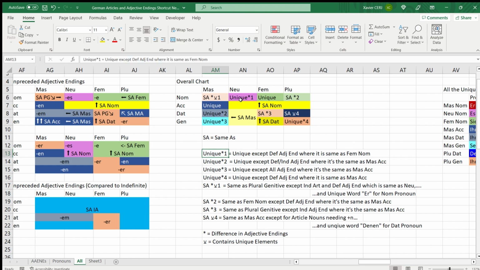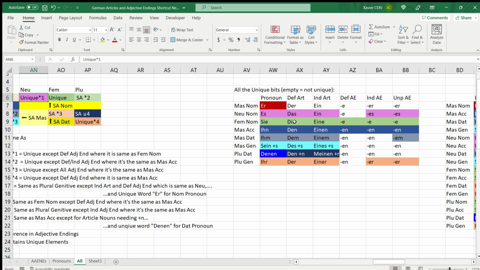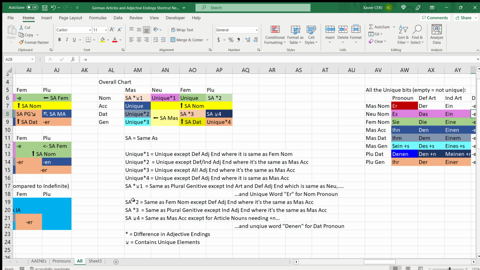I didn't explain unique star one. Let me do that real quick. So unique star one means that it has mostly its own elements, which is taken back by this, as you can see here, but we have this little blank space right here, and that is because the definite adjective ending is the same as the feminine nominative, where it is E.